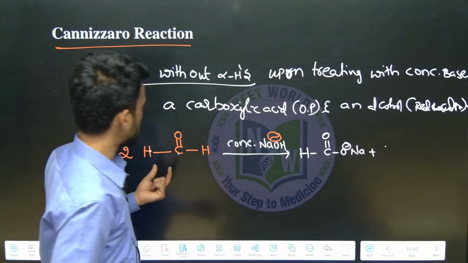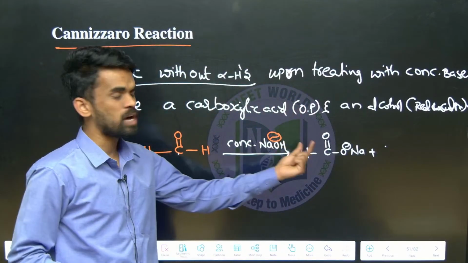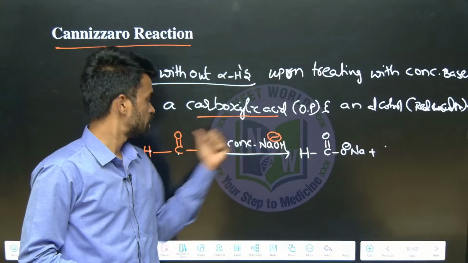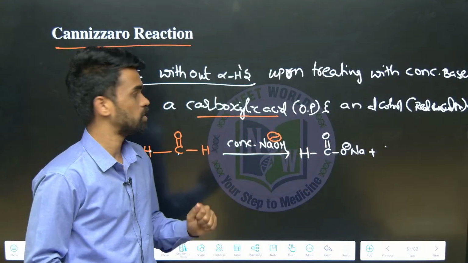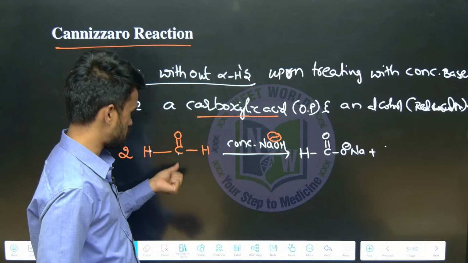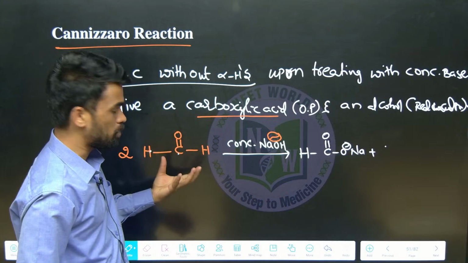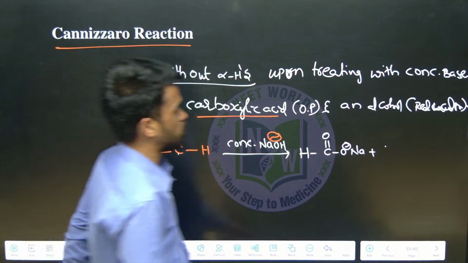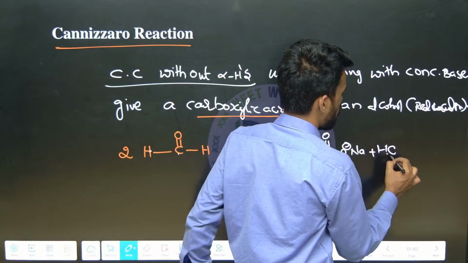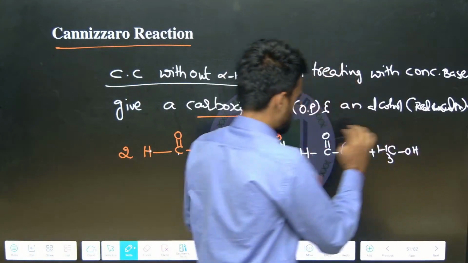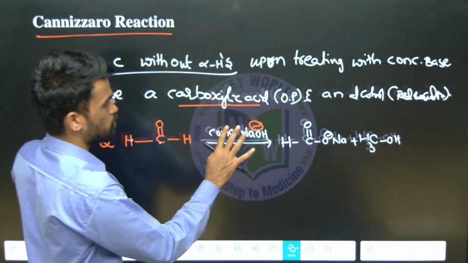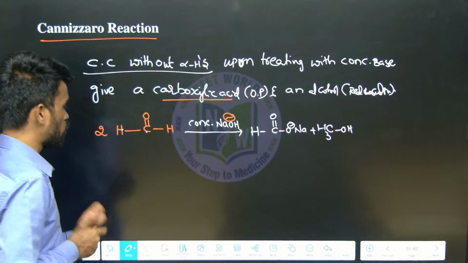See, formaldehyde gives you formic acid, a carboxylic acid is formed, and a reduced product: just add 1 hydrogen to this, it becomes methanol, no? CH3OH, an alcohol, a reduced product, is formed. These are the products formed during the reaction. Now look at the mechanism.